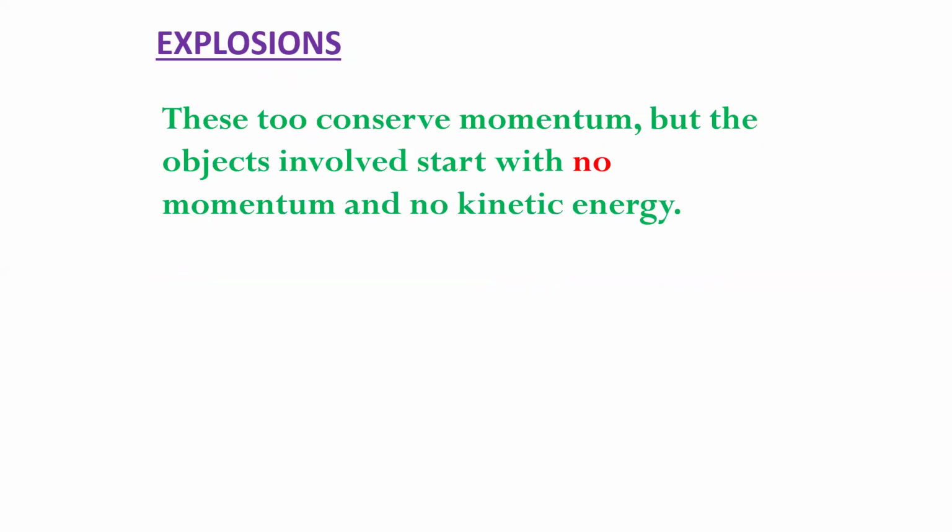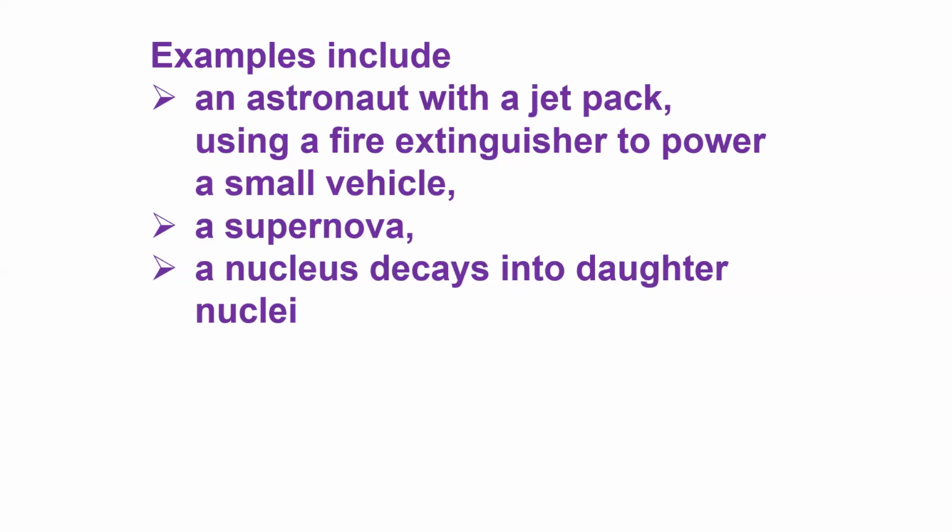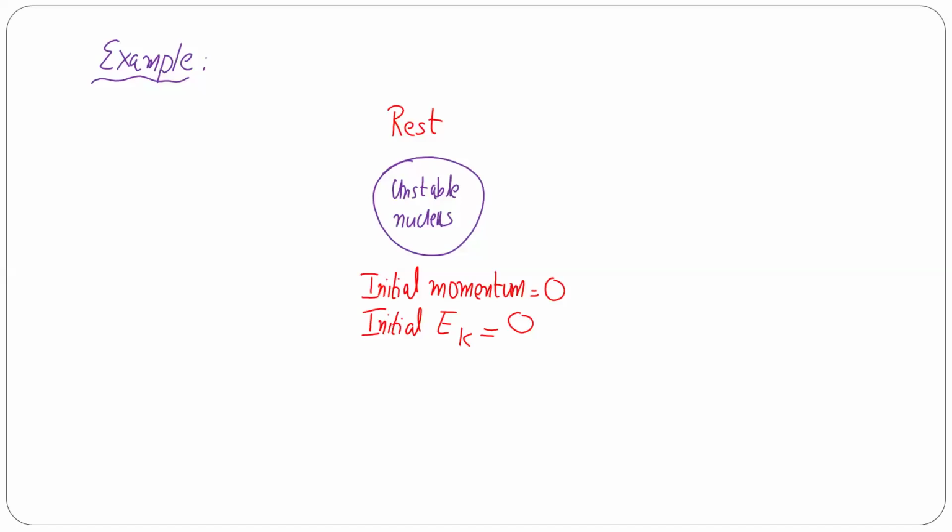Okay, so look at this example, which I'm taking from the past paper. I have an unstable nucleus, which has initial momentum zero, initial kinetic energy also zero. The nucleus is sitting at rest, calm and quiet. Now copy down this example.